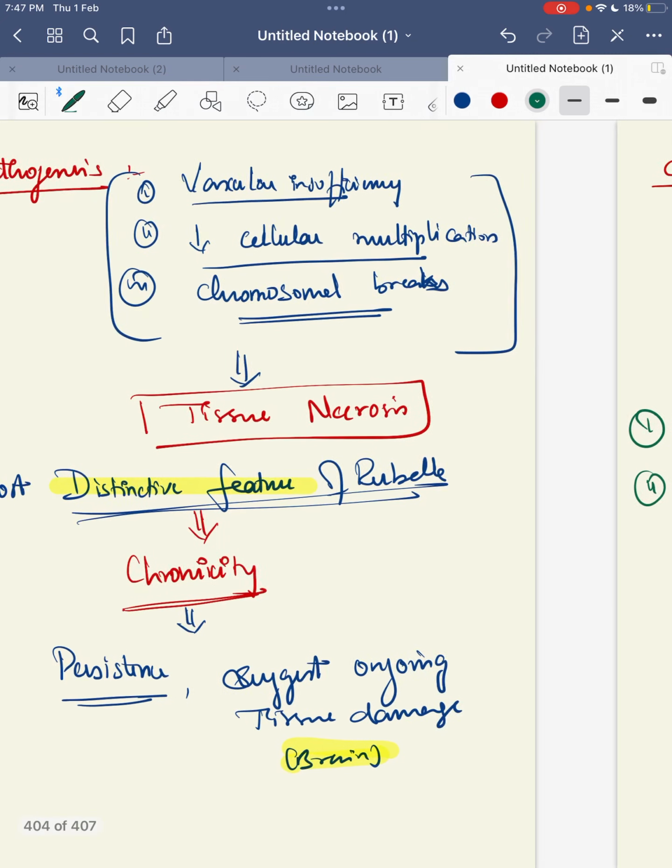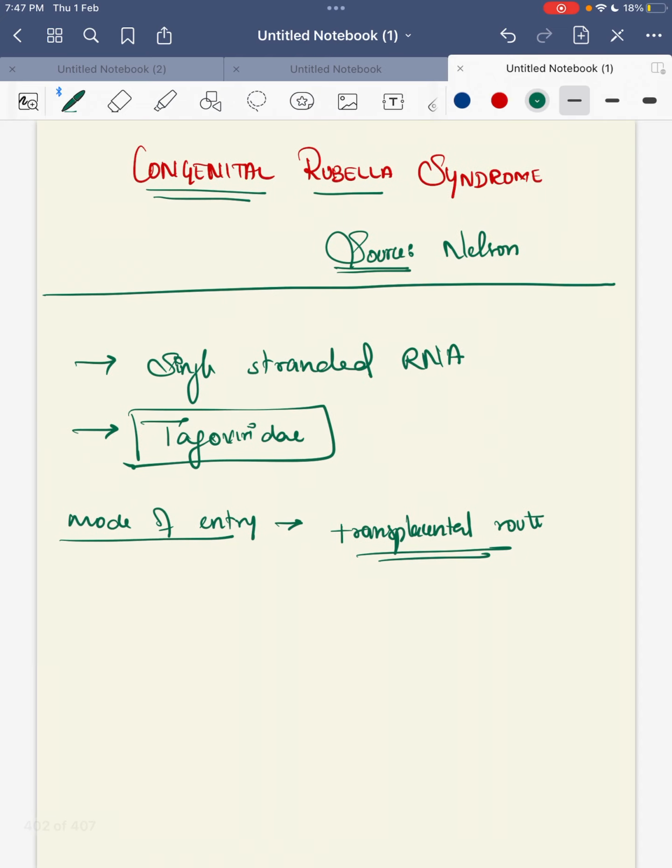So this is about congenital rubella syndrome. These points are more than enough for you to write in a short note and to prepare for your viva sessions and also for the NEET PG entrance examination.